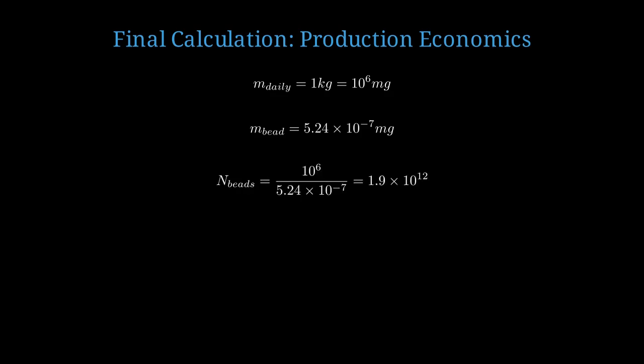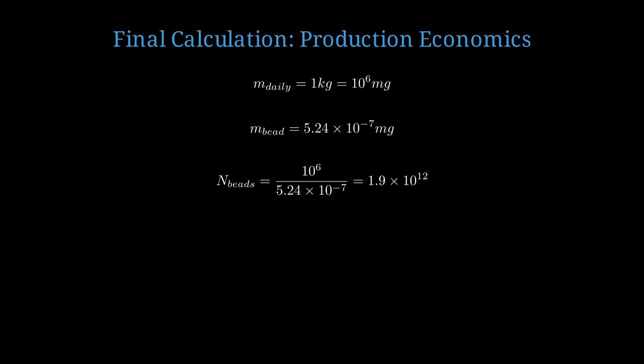Let's end with a practical economics calculation. Suppose we want to produce 1 kilogram per day of specialty porous beads worth $1,000 per kilogram. Is droplet templating viable? We need to produce 1 kilogram or 1 million milligrams per day. Using our earlier calculation, each 50 micrometer bead weighs about 5.24 times 10 to the negative 7 milligrams. To get 1 gram of material, we need approximately 1.9 trillion beads.